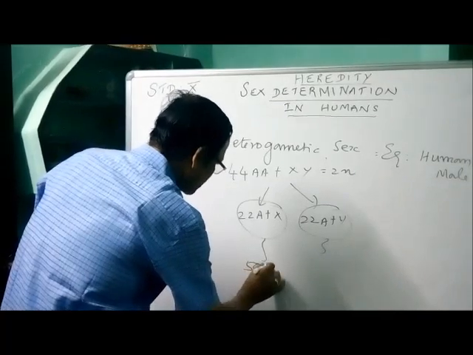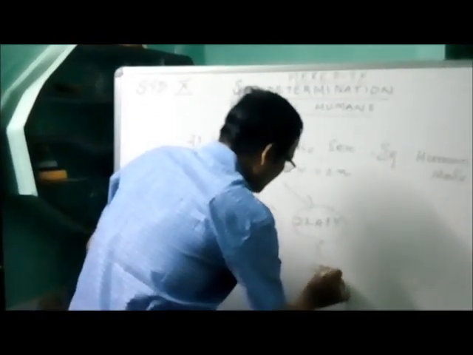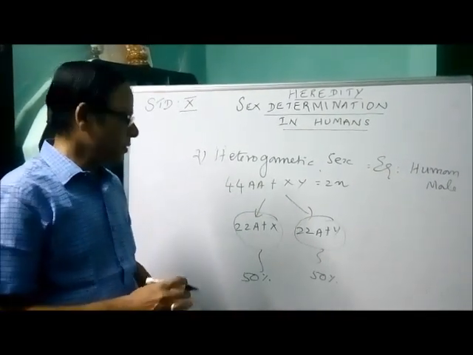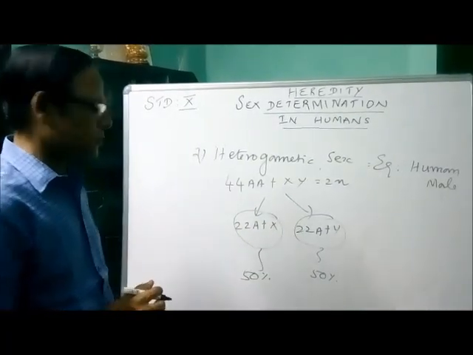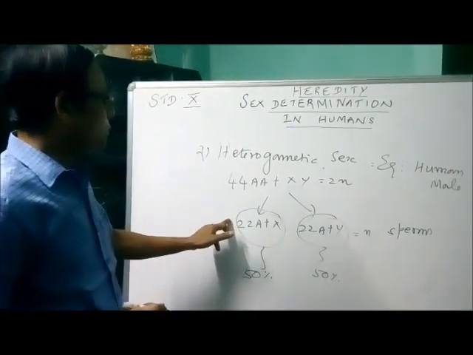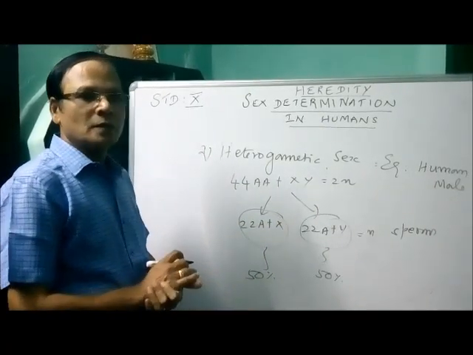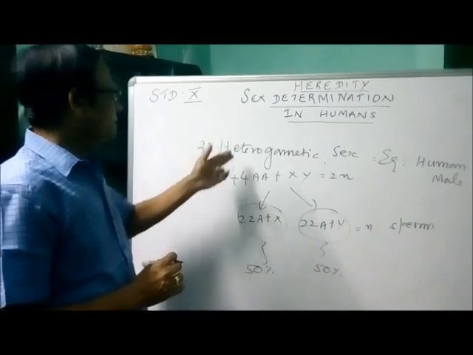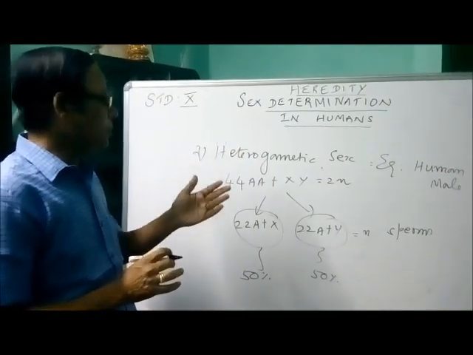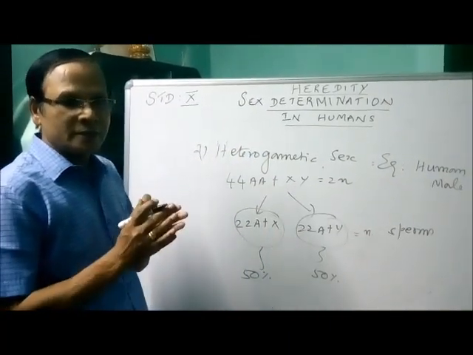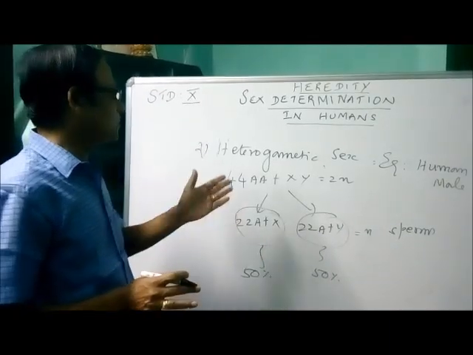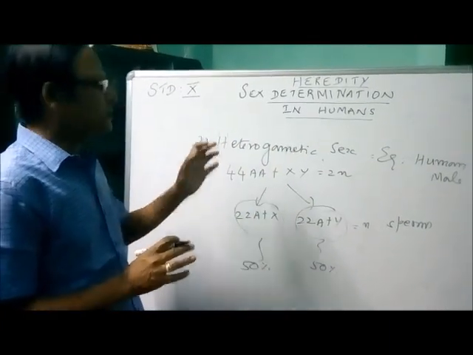That means 50% with X and 50% with Y. Not all the gametes are similar. 50% of the gametes possess X chromosomes and 50% of the gametes possess Y chromosomes. Now it is equal to n. These are all the sperms produced. As the gametes produced by the male are dissimilar, the sex is called heterogametic sex. So human female is an example for homogametic sex and human male is an example for heterogametic sex. Homogametic is the sex that produces similar gametes during the formation of gametes. Heterogametic is the sex that produces dissimilar gametes during the formation of gametes. So that's about the types of sex.